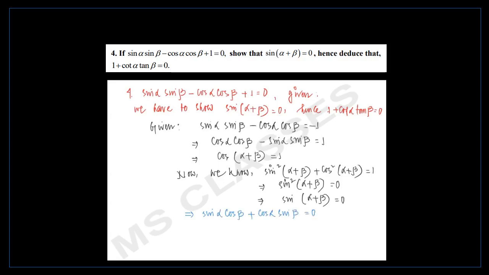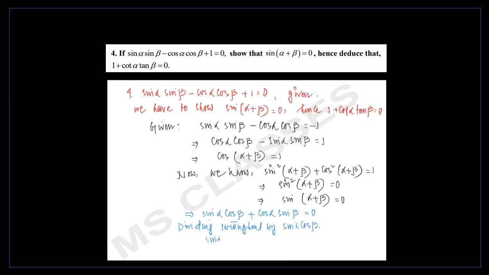Now after this we need cot alpha. So we divide throughout by sin alpha. If you divide by sin alpha, what will become cot alpha? Now you need tan beta also, so divide by cos beta. So by what will we divide? Dividing throughout by sin alpha cos beta. So that gives us what?